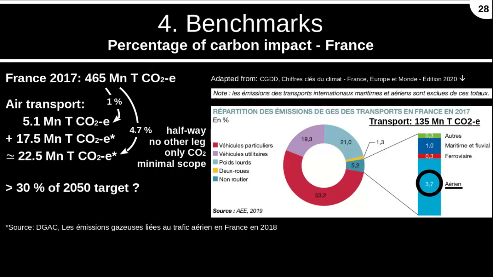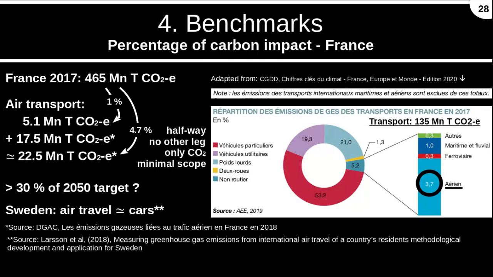A residence-based allocation has been used in Sweden for air travel, and taking into account non-CO2 impacts produces results similar to that of cars. It's a bit annoying to notice that the figures you uncover increase as you go along, until you get an idea of the impact compared to sustainable targets, which should be one of the key public indicators of national and international carbon management.